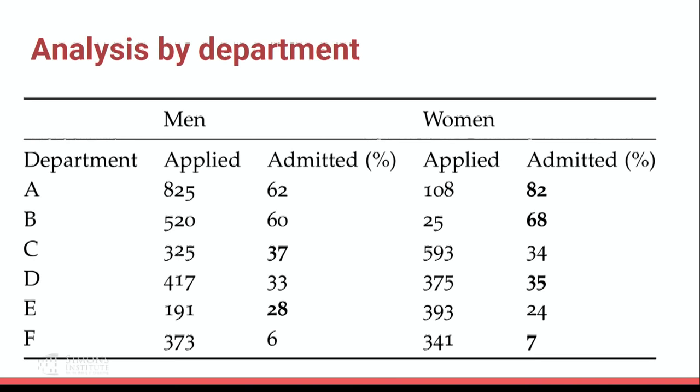Then you look at it at the department level, and Bickel argued that departments have autonomy over who they admit, so you should look at this at the department level. There you see that for the largest department, the acceptance rate was 82% for women and 62% for men. The second largest was 68% for women and only 60% for men. In the third largest, there was a little bit of an advantage for men, 37 to 34, then 35 to 33, and 28 to 24 and 7 to 6.